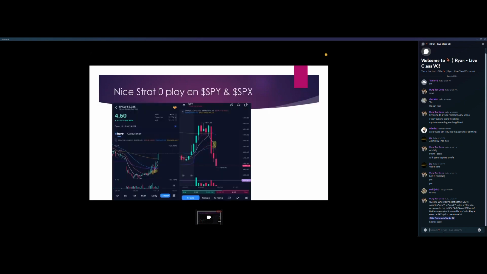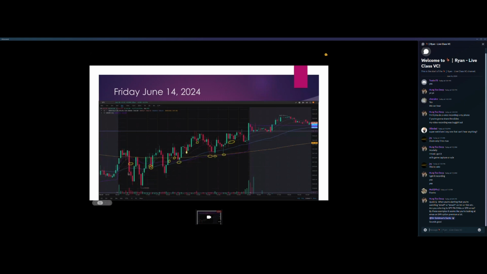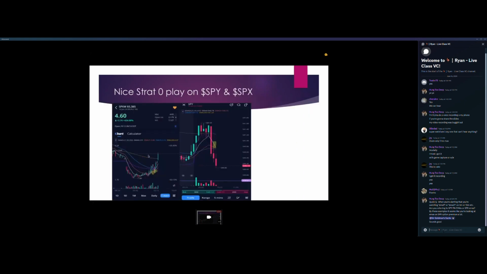So this was not a trade I made, because I would have posted and said actual alert, but nice Strat 0 play on SPY and SPX. Remember I went over here and I said break down, wait for retest. This is the correlation. Notice how it all comes back together. Nice Strat 0 play on SPY and SPX. So whoever just asked that question, this is how you enter. You get the breakdown, you get the retest. Notice the EMA, you enter off the EMA right here.